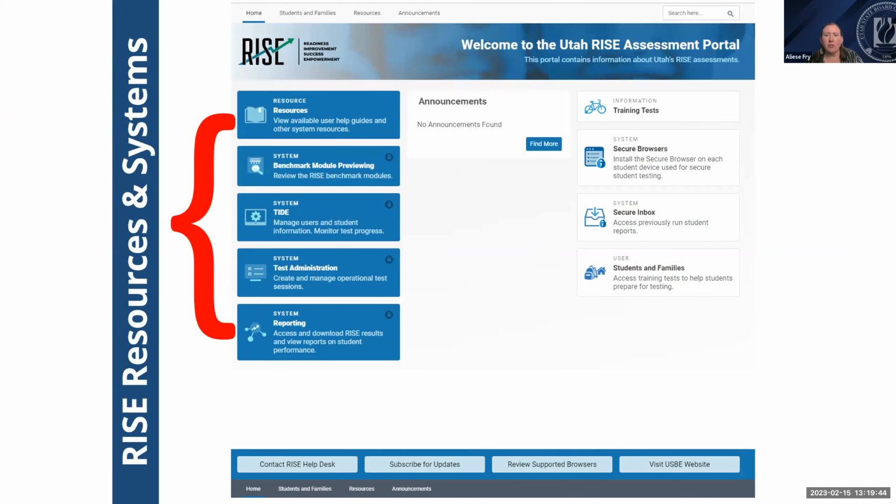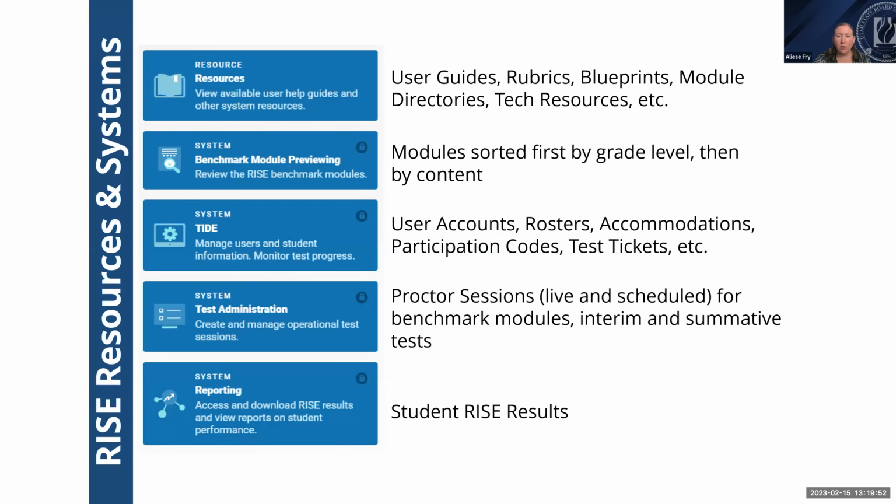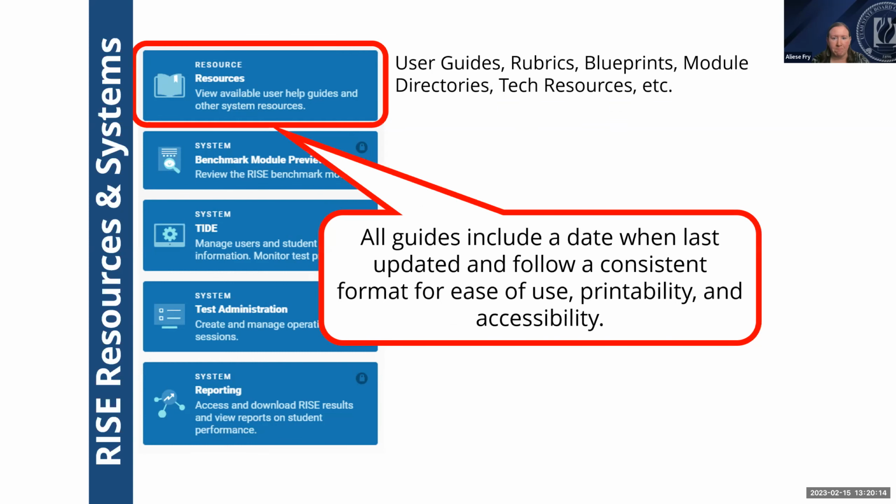So now we're going to take a closer look at the other RISE resources and systems that are available to you in the RISE portal. Here's a quick overview of what each of these separate sections provides. You'll see there are 5 different tabs to choose from, along with an abbreviated version of what you'll find or be able to do in each of the sections. We will not be looking at the benchmark module previewing tab today because we're focusing on summative administration, but I just wanted you to be aware that it's there.